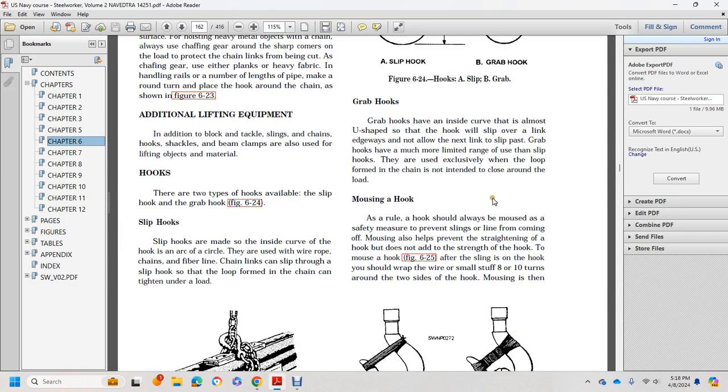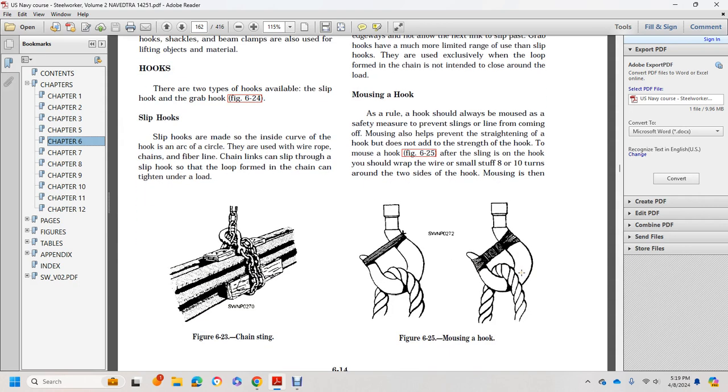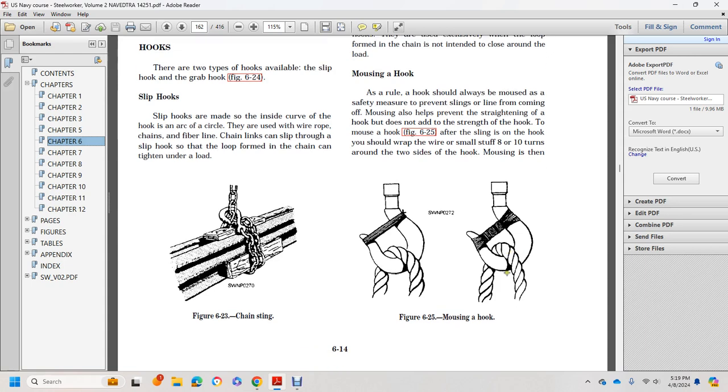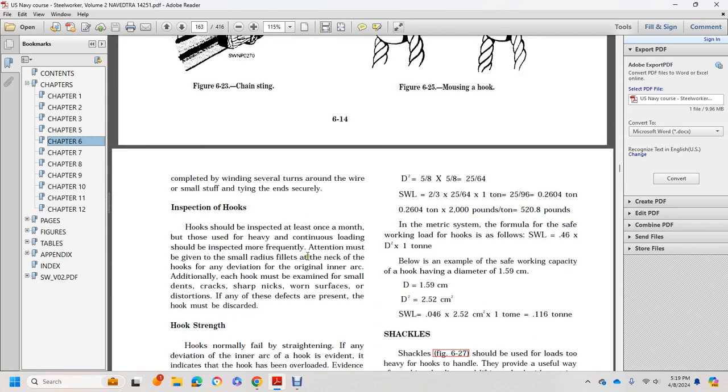Mousing a hook. As a rule, the hook should always be mousled with a safety measure to prevent the sling from accidentally coming off. Mousing also helps prevent straightening of the hook, but does not add strength to the hook. To mouse a hook, figure 625: after the sling is on the hook, wrap the wire or small stuff with 8 to 10 turns around the two sides of the hook. Mousing a hook, figure 625, is then completed by winding several turns around the wire or small stuff, and tying the end securely.